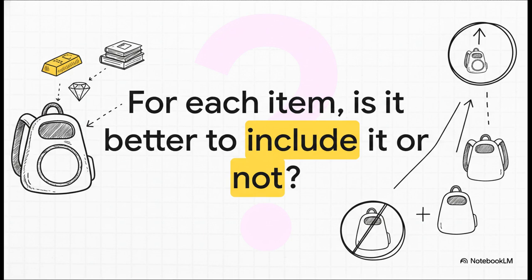As we look at each item one by one for every possible weight capacity all the way up to our max, we ask this one simple question. And the answer is always going to be one of two things. It's either the best value we could get without this new item, or it's the value of this new item plus whatever the best value was for the space we have left over. We just take whichever one is better.